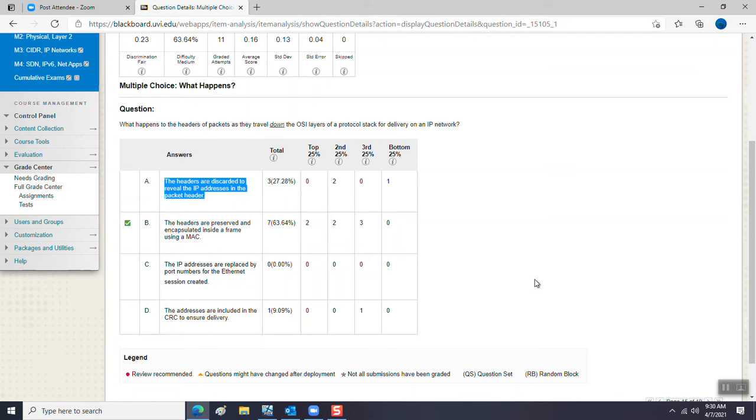Headers are discarded as data travels up the OSI stack, and it reveals progressively smaller chunks of data. So you have frames that give way to packets that give way to datagrams.